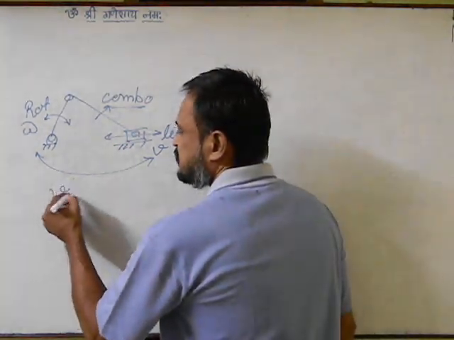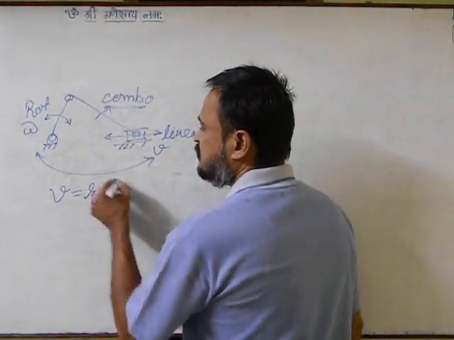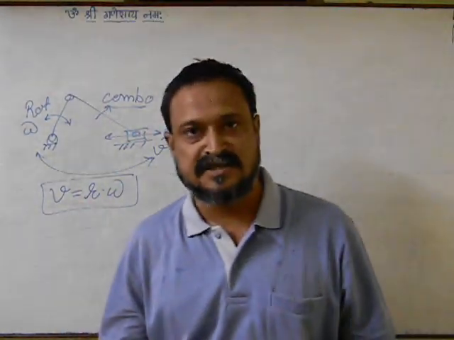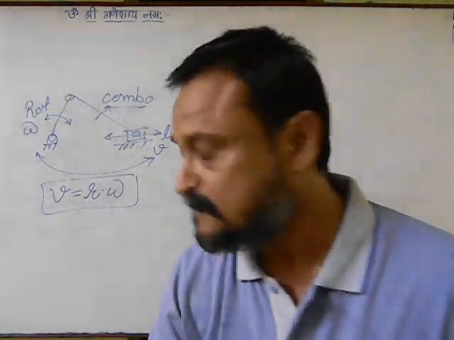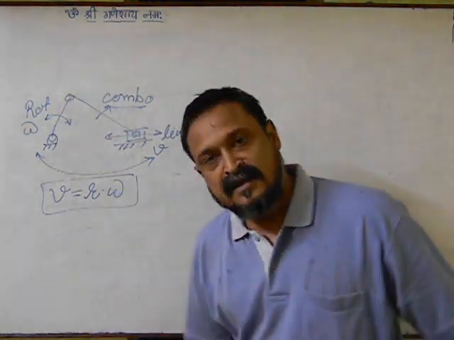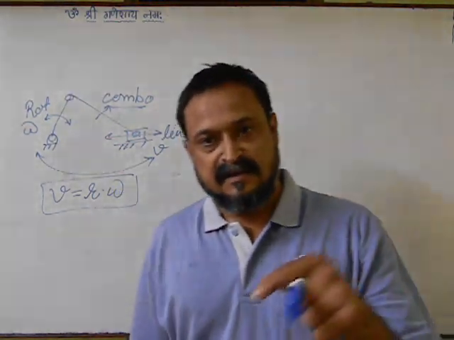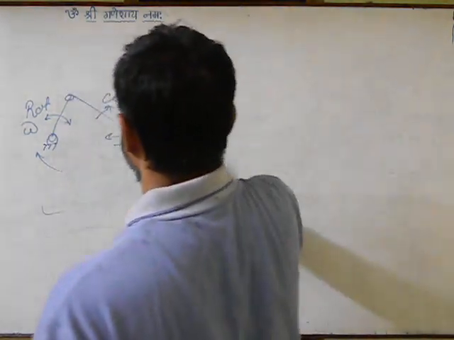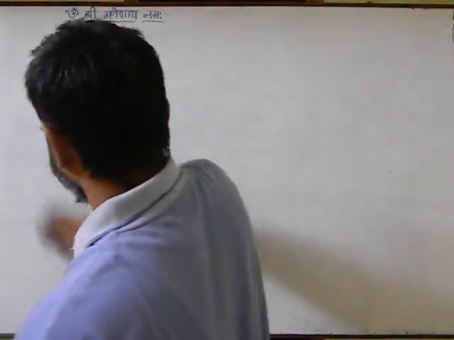And this relation as well we have seen, where v is equal to r omega, where r is the radius of rotation of the point under consideration, and omega is the angular velocity of that particular link on which we have considered that particular point. So here now we'll try to understand.